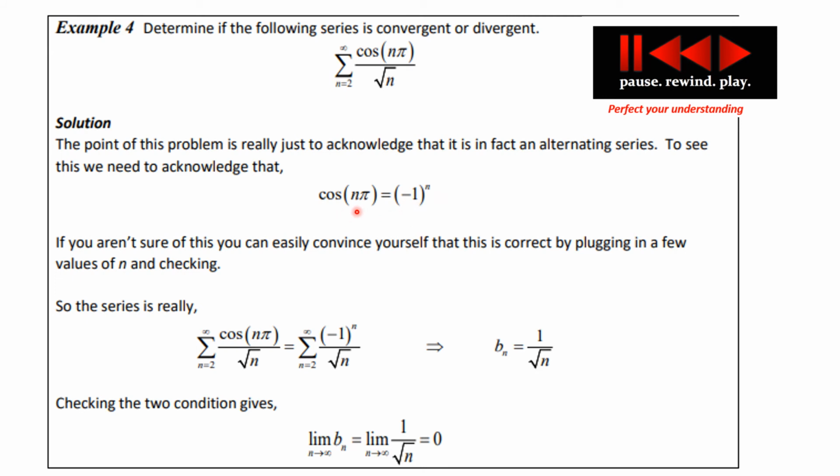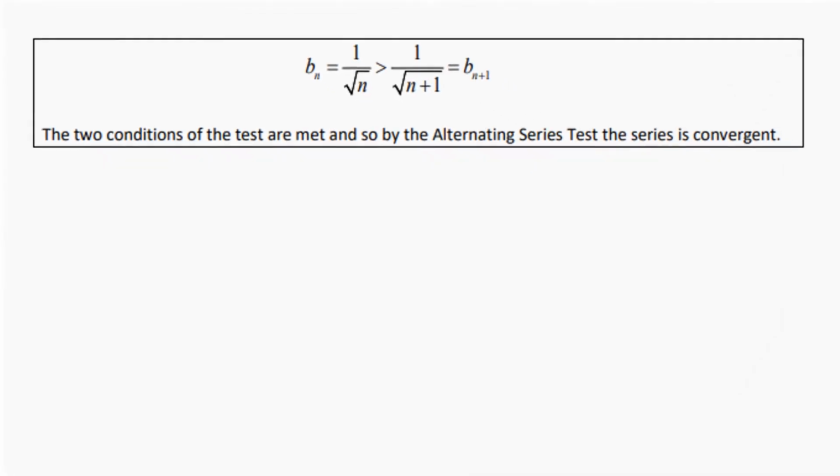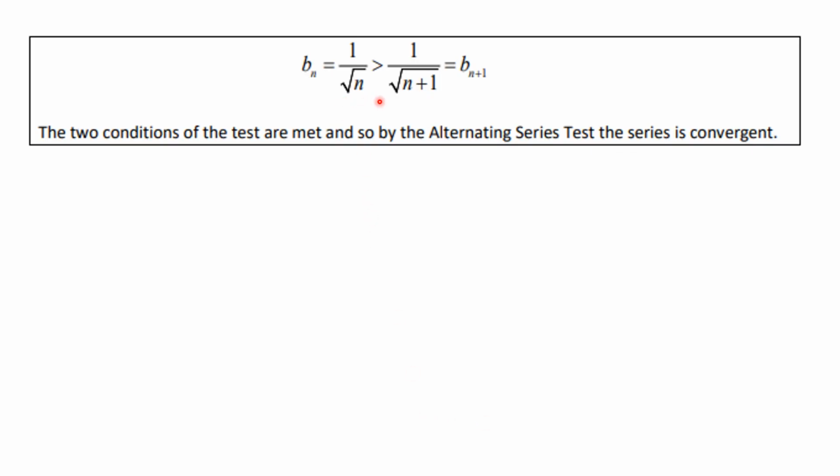The cosine of 0 is 1. The cosine of pi is minus 1. The cosine of 2 pi is 1, and so on. So we check some values, and we can see that that's true. So this really is an alternating series, and the b sub n, in this case, if I strip off the sign, I get 1 over the square root of n. Well, as n goes to infinity, this does go to 0, and so that is one of the conditions that we need. And as we make the denominator bigger, the terms are smaller. And so both conditions are met, so by the alternating series test, the series is convergent.